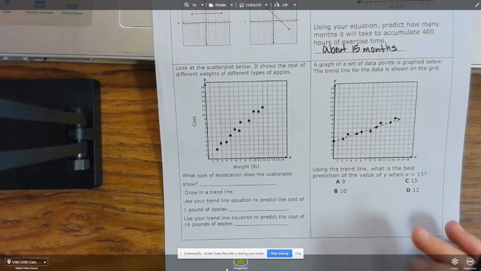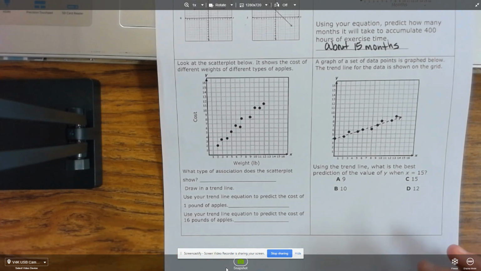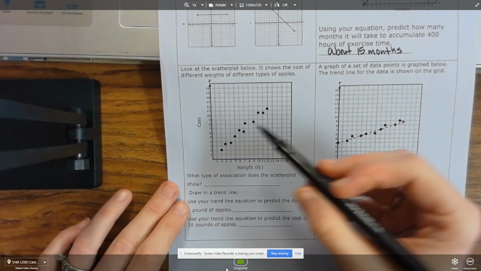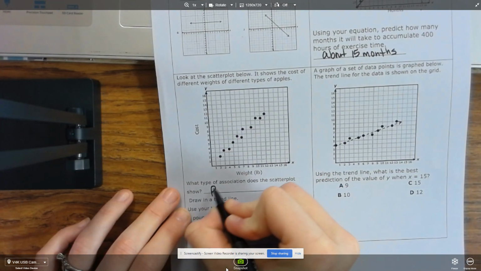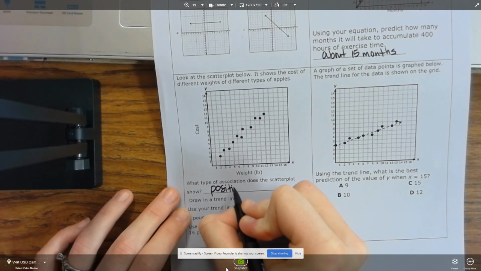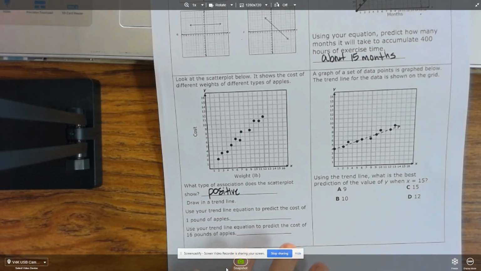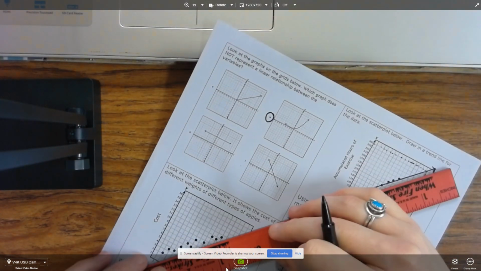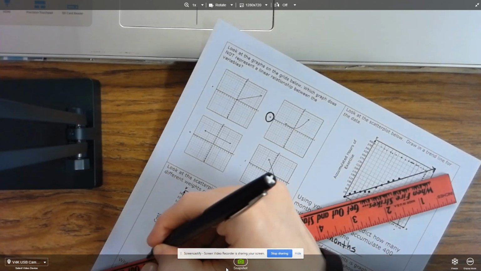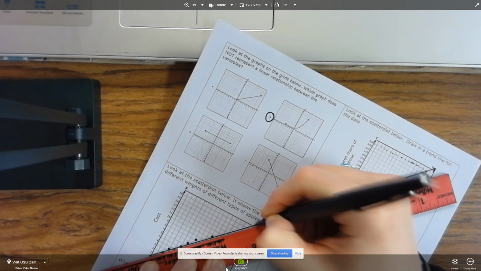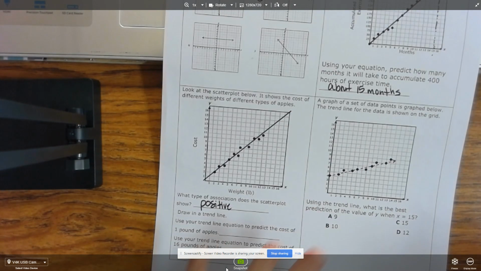All right, the next one, look at the scatter plot below. It shows the cost of different weights of different types in apples. What type of association? So this is positive, it's going uphill. The next one says draw in a trend line. So again, we try to get the same amount of points above and below the line.